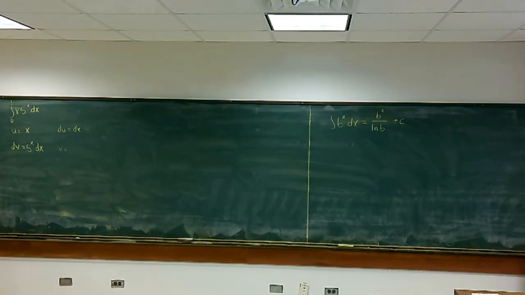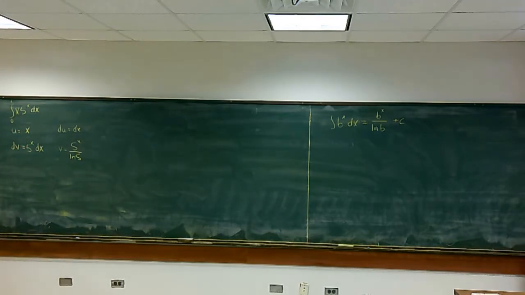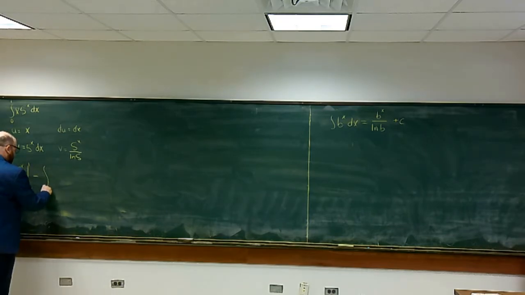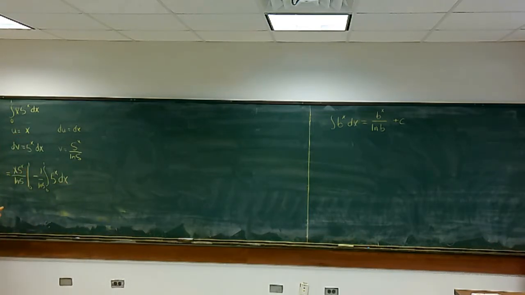And just a simple substitution, isn't it? What's b? It's 5. So 5 to the x over log of 5. And remember, log of 5 is a constant. So that gets evaluated from 0 to 1, right? So u times v, evaluated from 0 to 1, minus the integral, this is an integral, from 0 to 1 of v du. Remember, log of 5 is a constant, so I just factored it out.